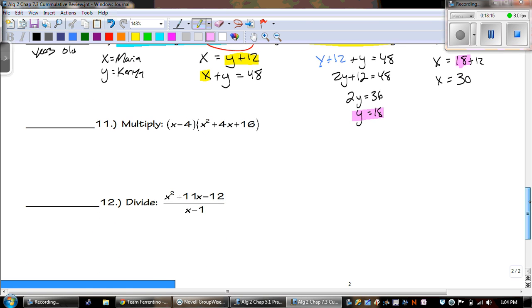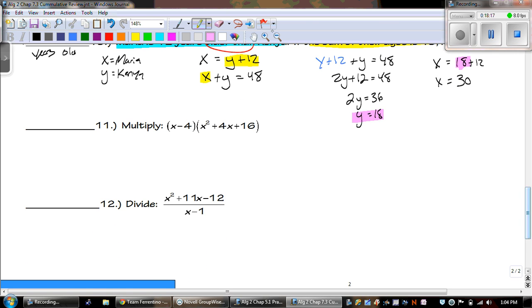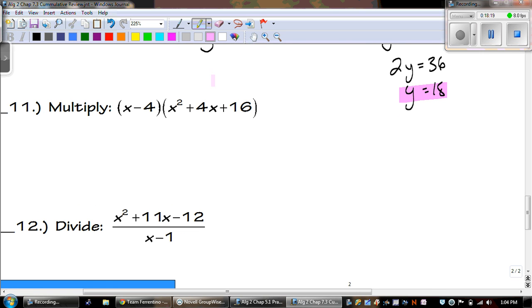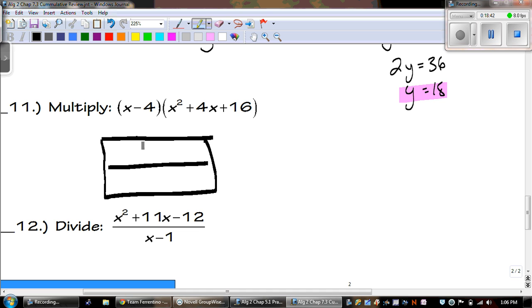All right, number 11, we need to multiply. Okay, you can do two different things. You can distribute. So we can go ahead and distribute the x to everything, and then the negative 4 to everything, or we can do the box method. And when we've got problems like this that are so long, I like to do the box method just so I don't lose track of information.